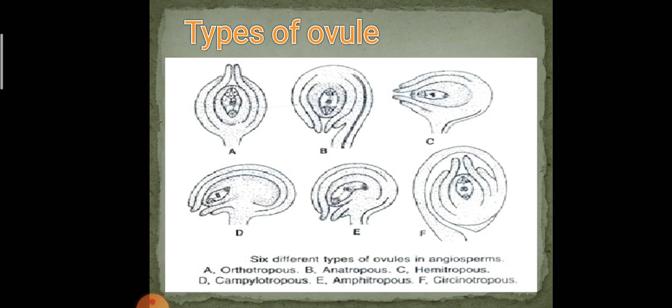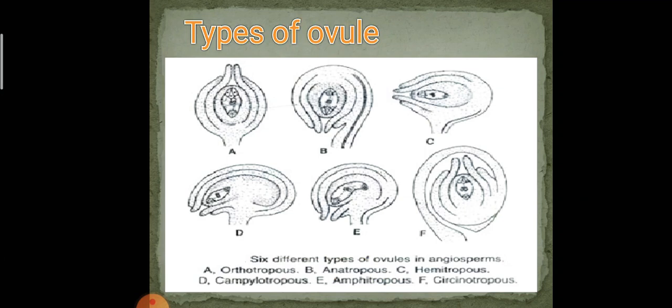That is known as the upward orthotropous ovule, which is exactly opposite to the anatropous, downwards. Then transverse, hemitropous, which has a slightly curved structure; campylotropous, where the integuments or embryo sac are curved; amphitropous, where both are curved; and when it has an irregular structure, cercinotropous. So in different families, different types of ovules are present.